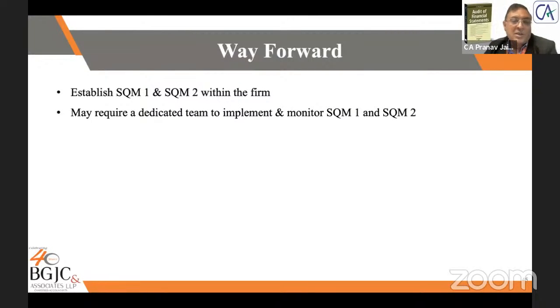The challenges are that, given the complexities and requirements of SQM1 and SQM2, there may be a requirement of a dedicated team to implement and monitor these two standards. Particularly in case of SQM2, one of the NAFRA observations has been regarding engagement quality control review as per SQC1, that either the engagement quality control review was not appointed or was not competent. Now, SQM2 talks about the requirements, eligibility, and qualifications of EQR in detail. So the firms would need to assess whether they need to hire an external person to do EQR. This is allowed, and there is guidance available. So that also needs to be assessed.